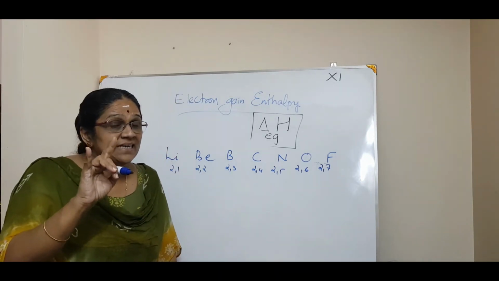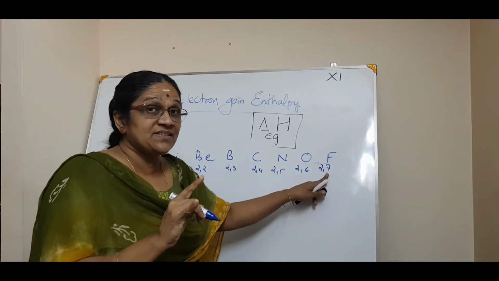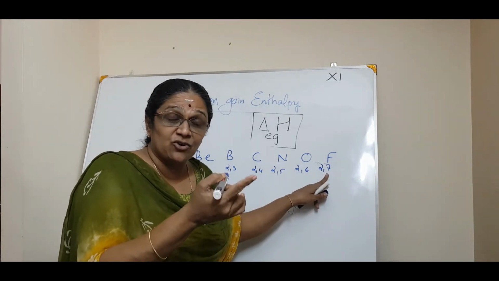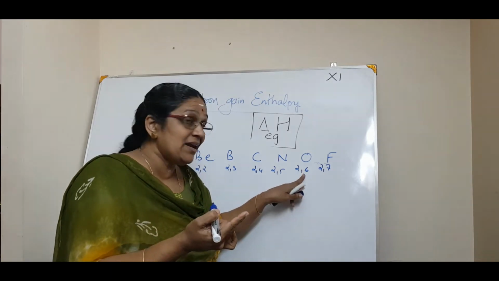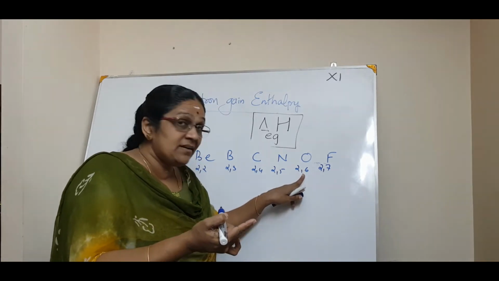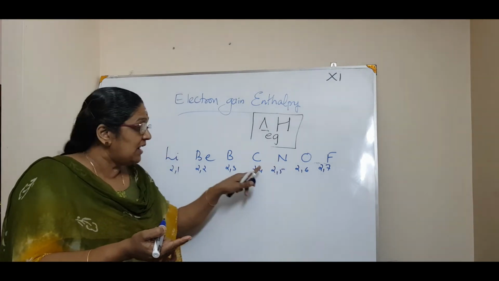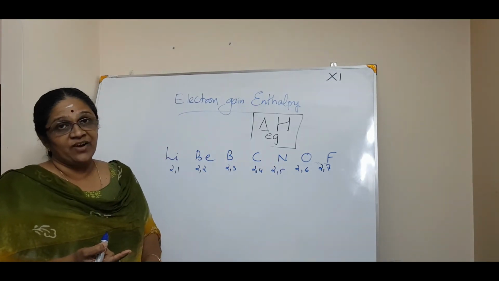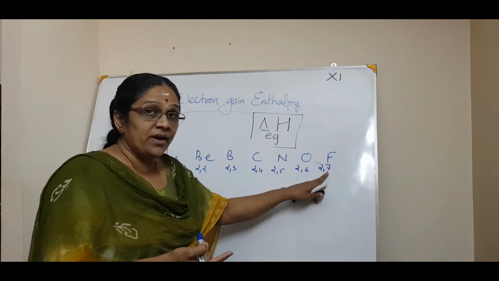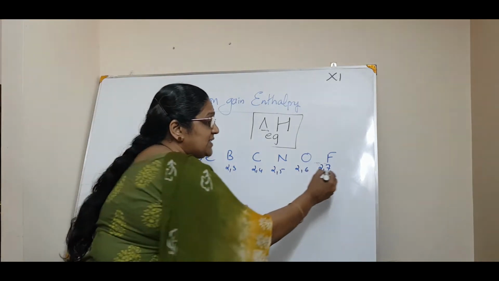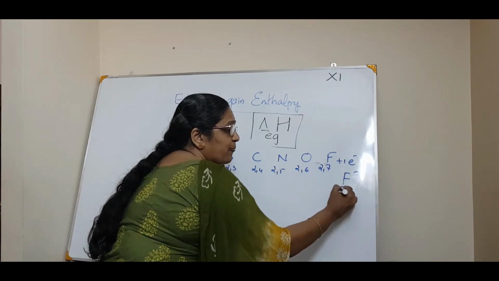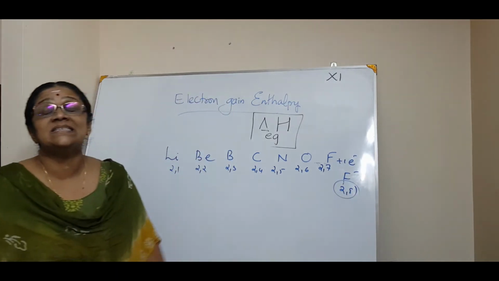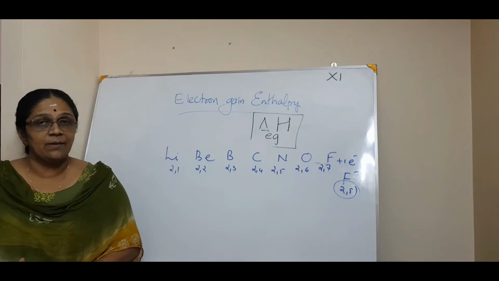What that implies? It implies fluorine is ready to accept an electron and form F minus ion more easily than oxygen, and oxygen more easily than nitrogen, likewise. Why? Because fluorine is only one electron less to form the octet, so it will accept one electron to form F minus in order to form a stable configuration or stable octet.